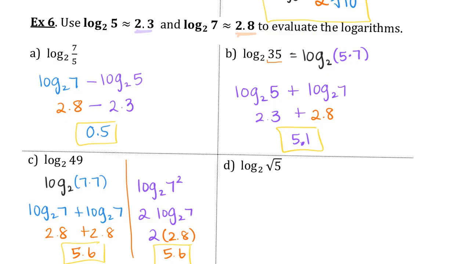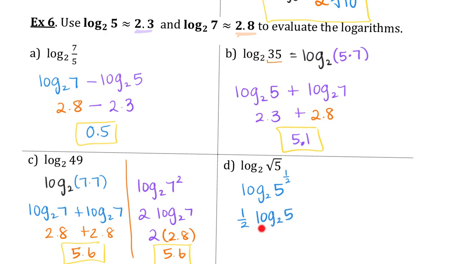It's log base 2 of the square root of 5. I can't just square root the answer because I would be square rooting the whole thing. I'm only trying to square root the 5. So I need to rewrite this. I see the 5. I'm going to put an exponent on the 5 to represent square root. So this is going to be 5 to the 1/2. I'm going to use the power rule. Let me bring it down.